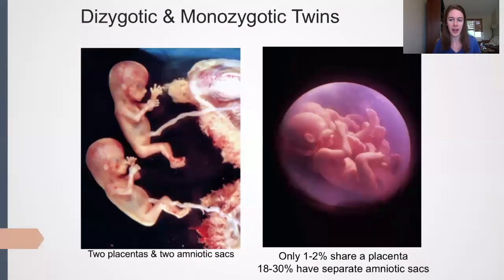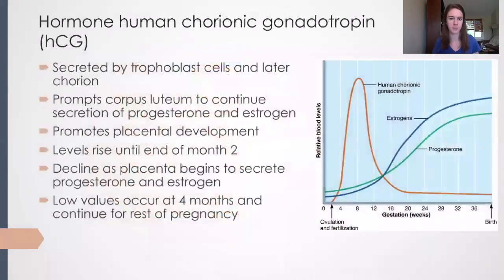You can have twins that share a placenta. It's not very common. And typically they also have their own separate amniotic sacs. So this is when two separate blastocysts implanted, usually in two separate parts of the uterus. And so they're all going to develop their own placenta and their own chorion and those trophoblast cells, which will become all of those structures.